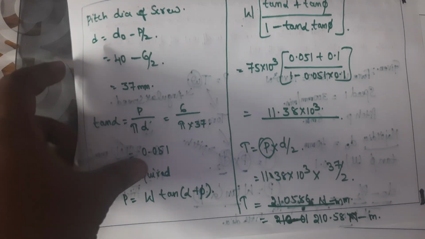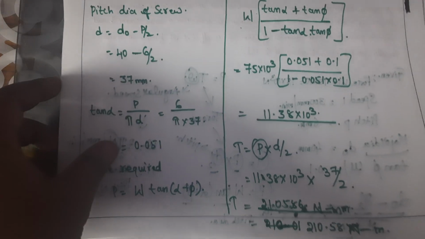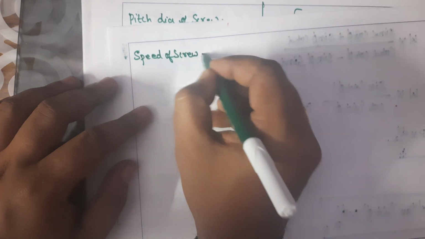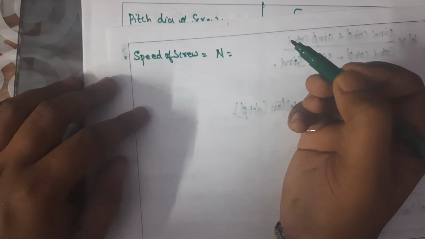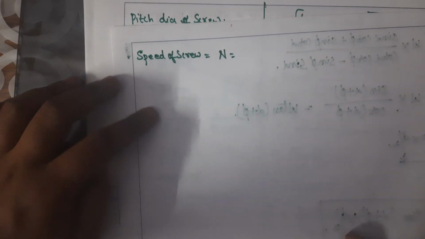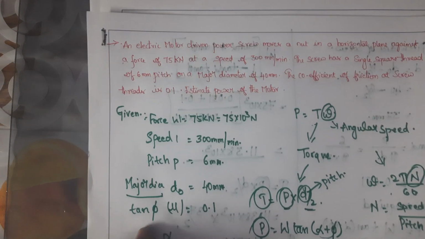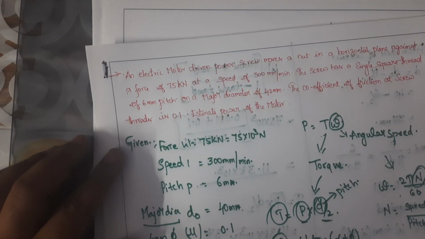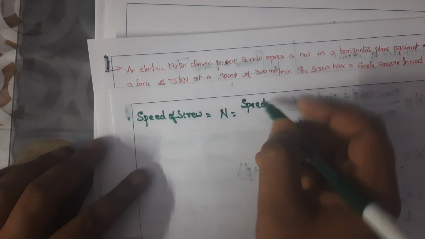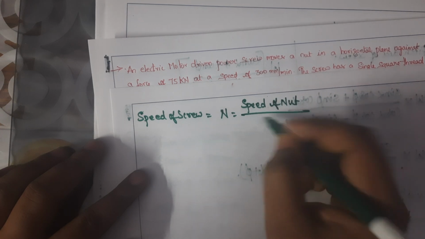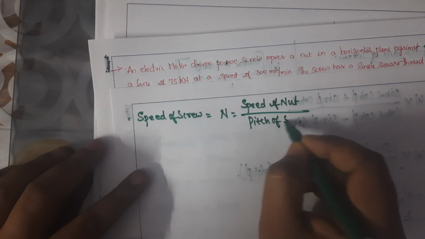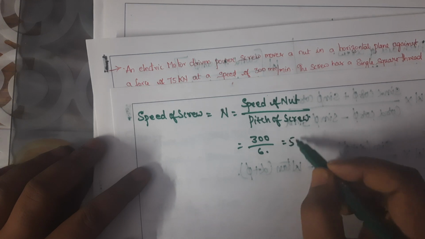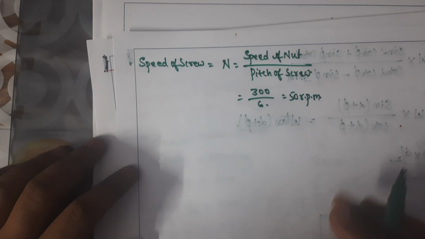Later we have to calculate the speed of this screw, n. The speed is given in mm per minute. We have to convert it into revolutions per minute. For that we have to do speed of the nut by pitch of the screw, that is 300 by 6. So we will be getting around 50 rpm. So this is the answer that we have got regarding the n value.